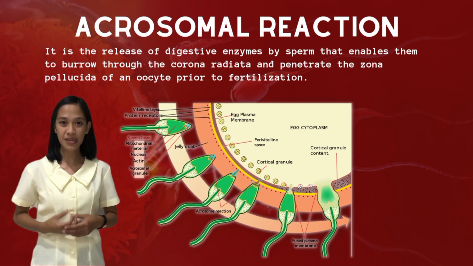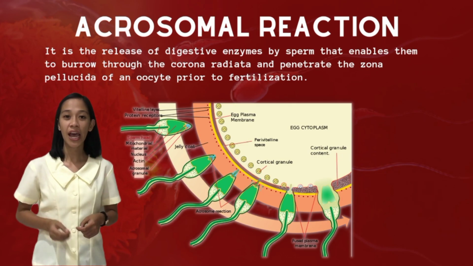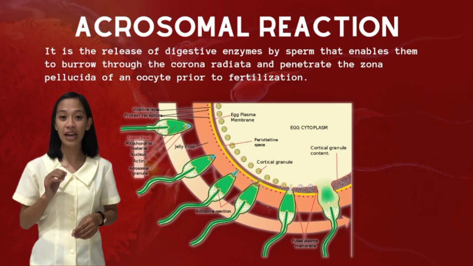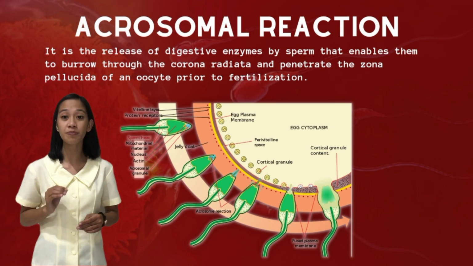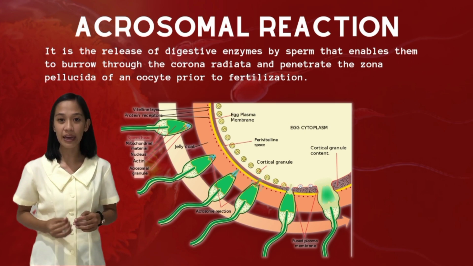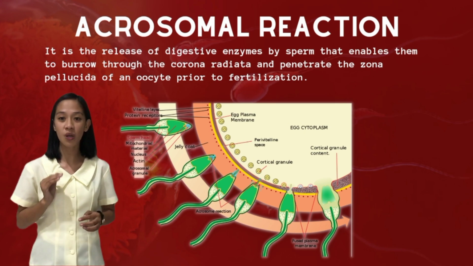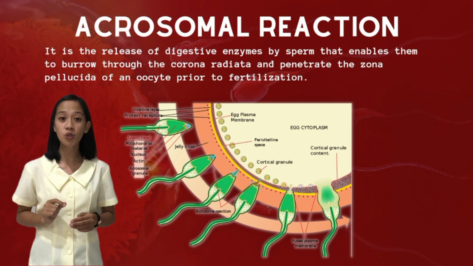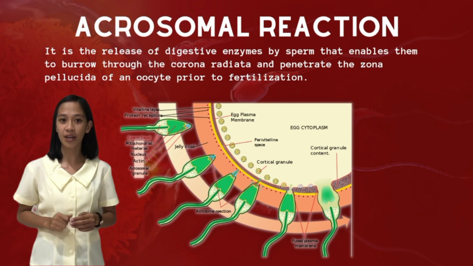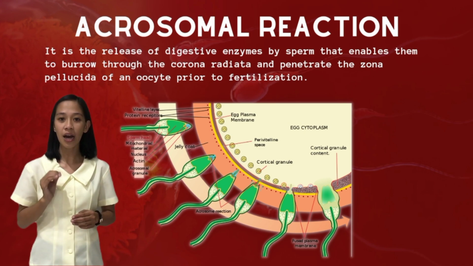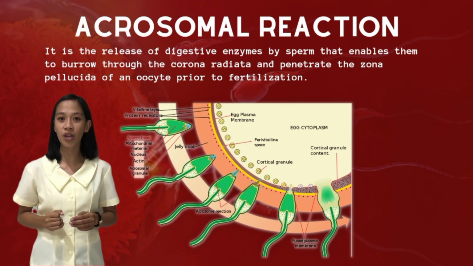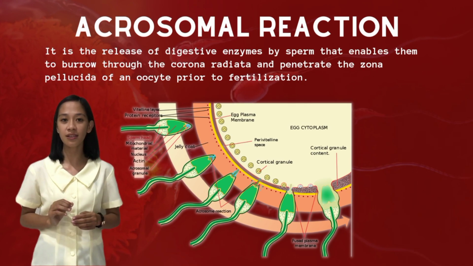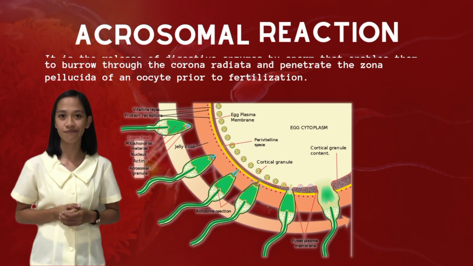The next step is the acrosomal reaction. The acrosomal reaction is a crucial step during the gametes' interaction in all species, including man. It allows spermatozoa to penetrate the zona pellucida and fuse with the oocyte membrane. Spermatozoa unable to undergo the acrosomal reaction will not fertilize intact oocytes.